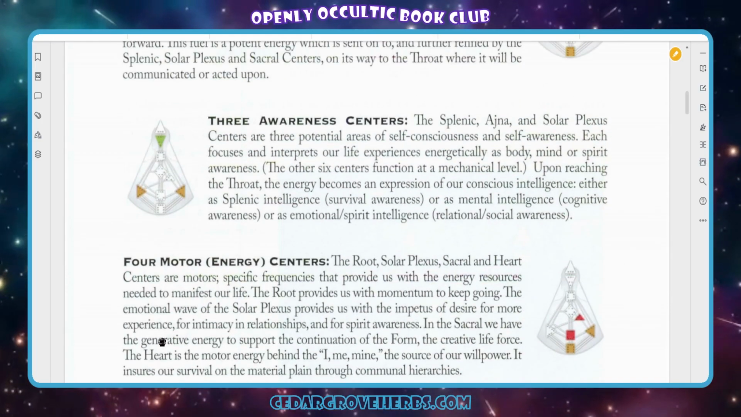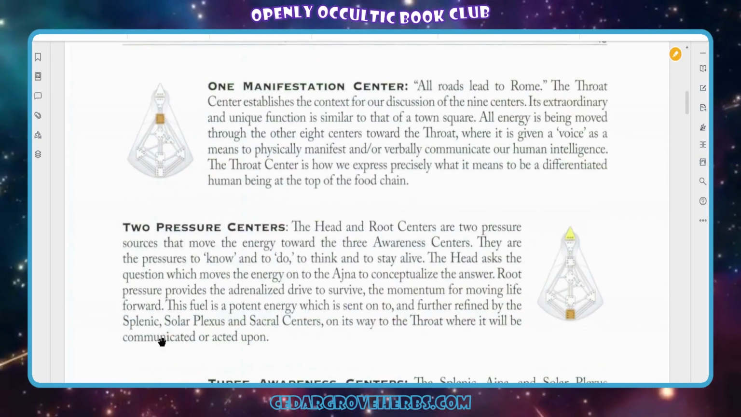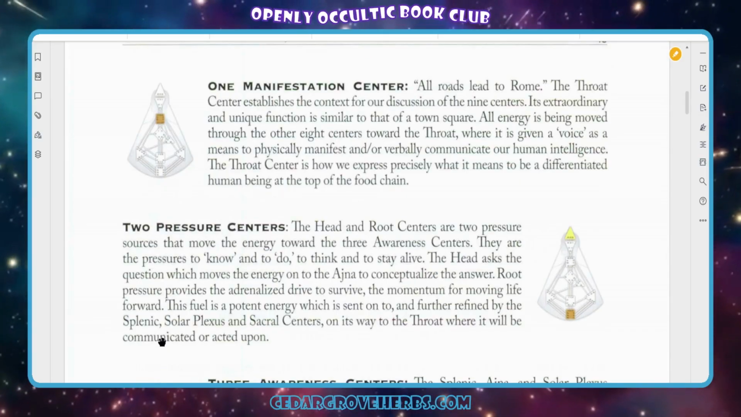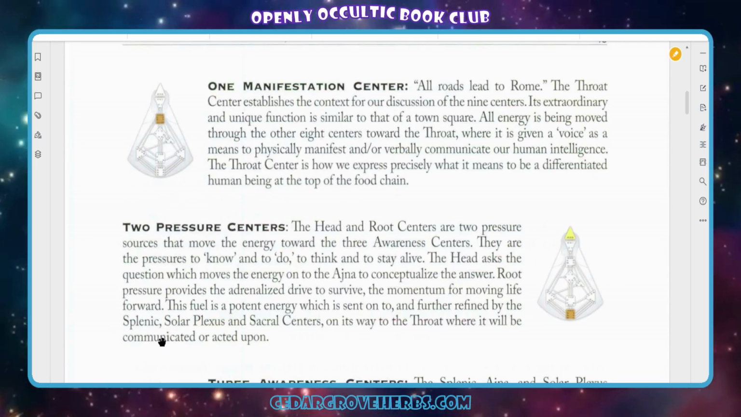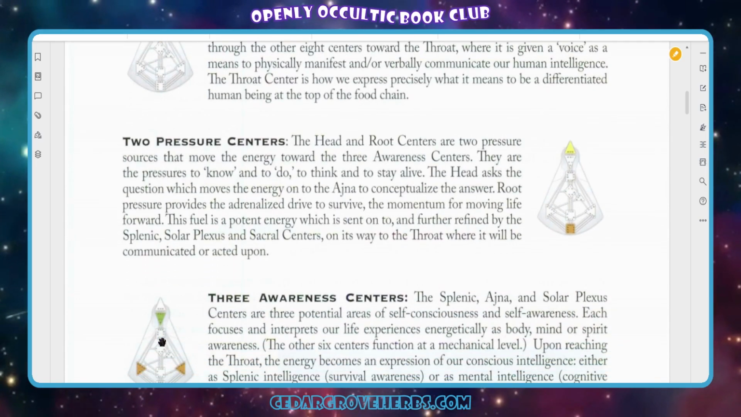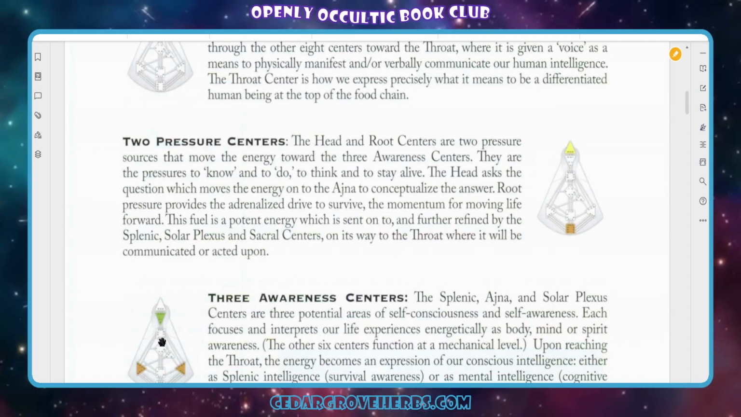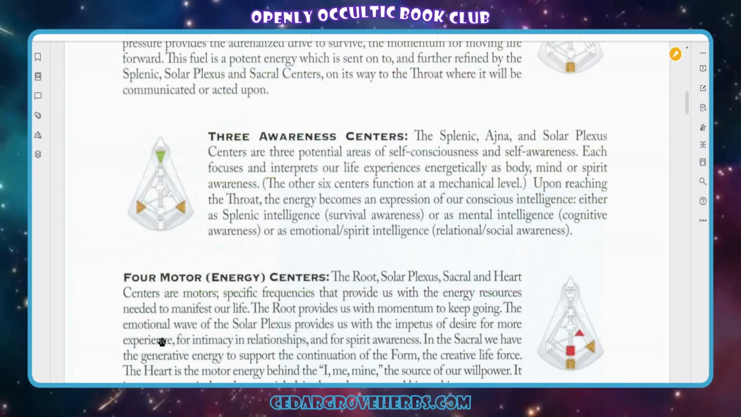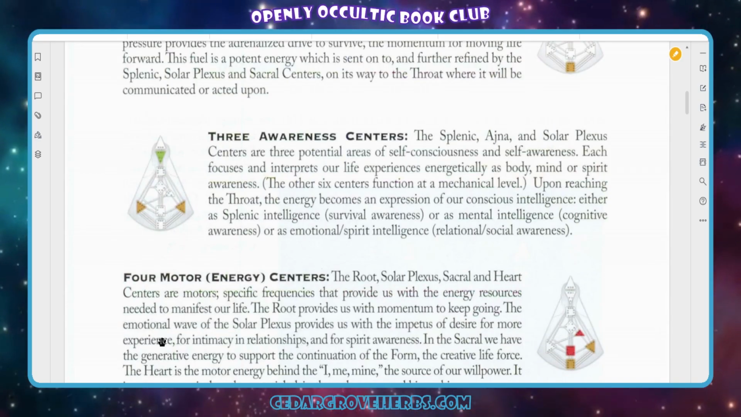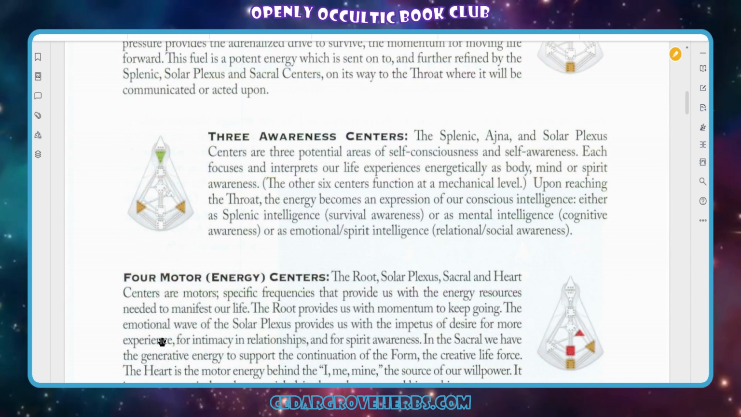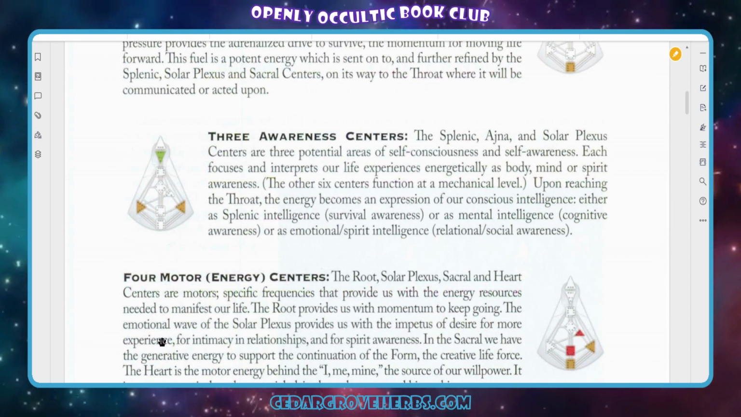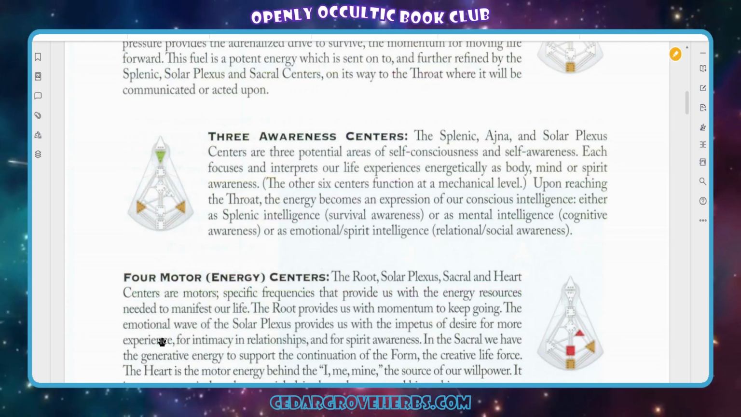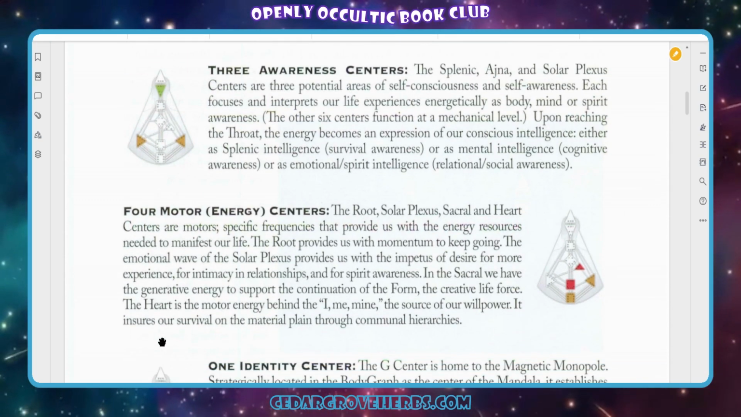And as we scroll through there, you saw it highlighted the areas on the body graph that it was talking about. So your throat center is the manifestation center, as we see here. The head and root centers are the two pressure centers. The three awareness centers, meaning the spleen, the ajna, and the solar plexus, or ajna is the third eye, and we see the defined solar plexus and splenic centers.